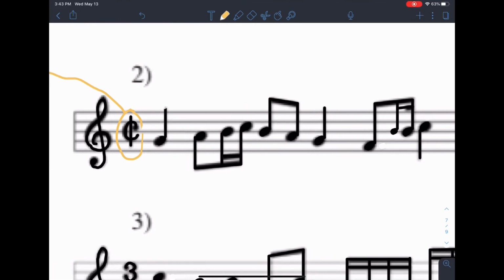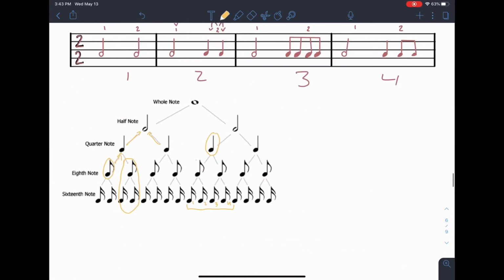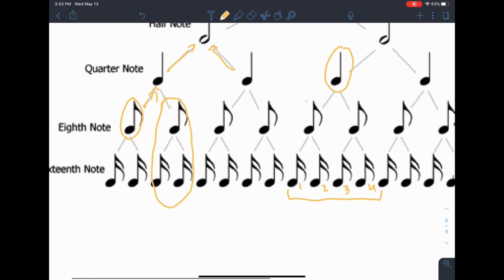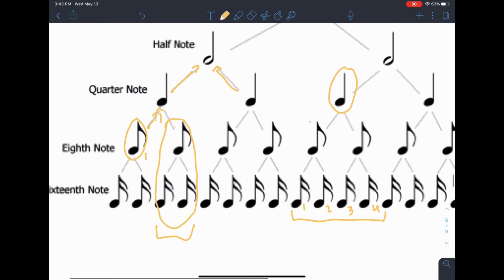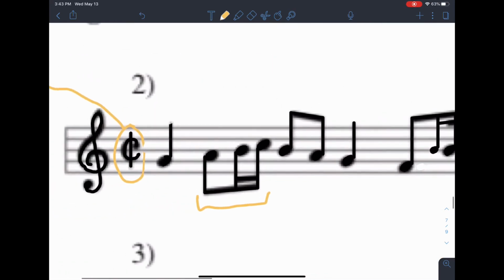This quarter note is going to be worth half of a half note. And we already saw that this pattern here, 1 eighth note and 2 16th notes, is also worth 1 quarter note. Right? We can use this tree diagram to prove that. 1 eighth note and 2 16th notes is equal to 1 quarter note. Therefore, these two together are going to be equal to a beat, right? Because 2 quarter notes go into a half note, and each half note is worth a beat.